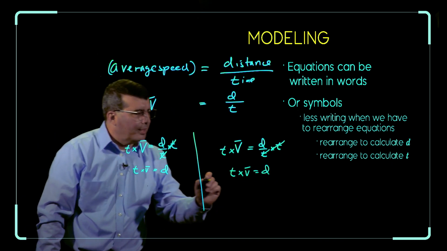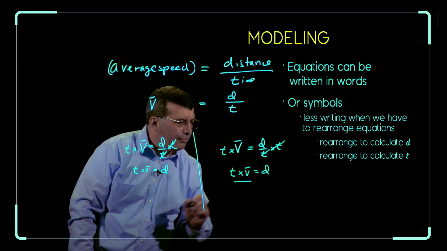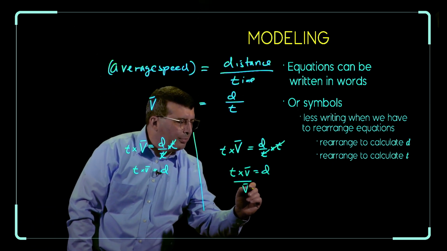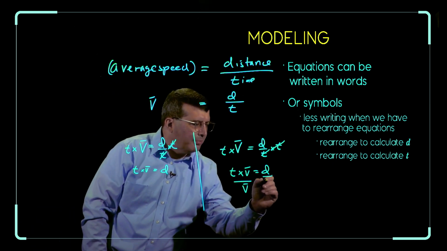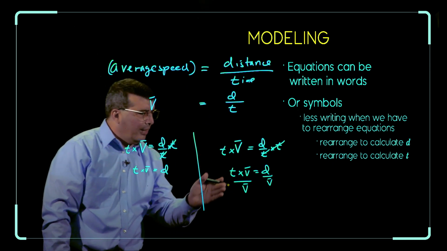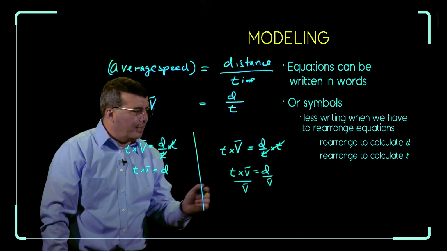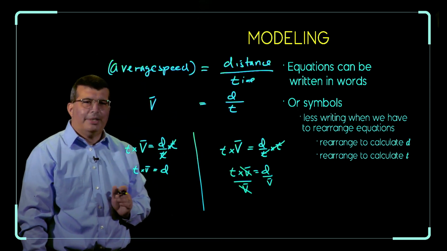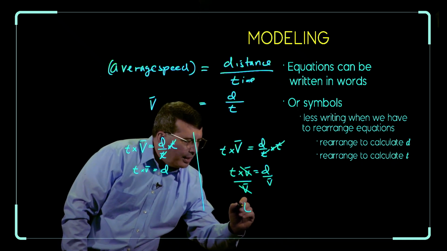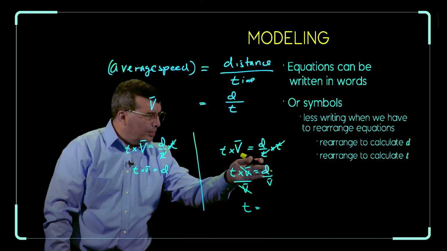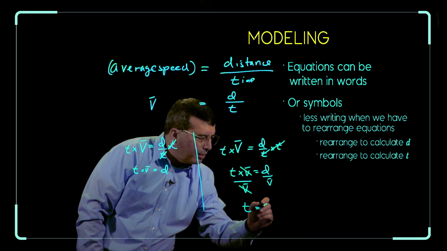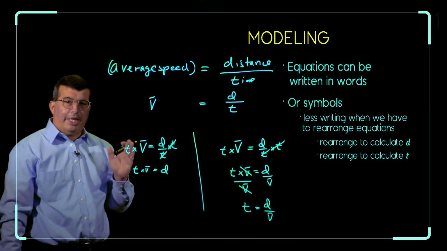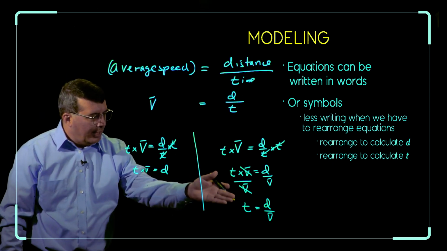So my second step can be to divide, since I have v bar in the numerator here, I can divide by v bar, but I have to divide both sides by v bar. And now I have v bar divided by v bar. That cancels that out. And all I have left on this side is time. So I have time is equal to distance divided by v bar. Okay, so if I need to calculate time, now I have an equation for time.